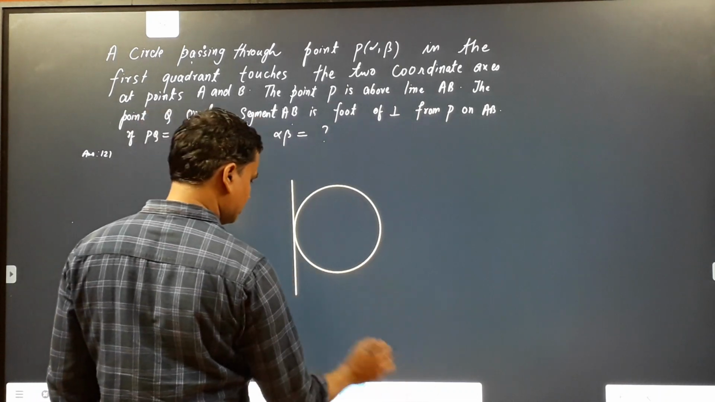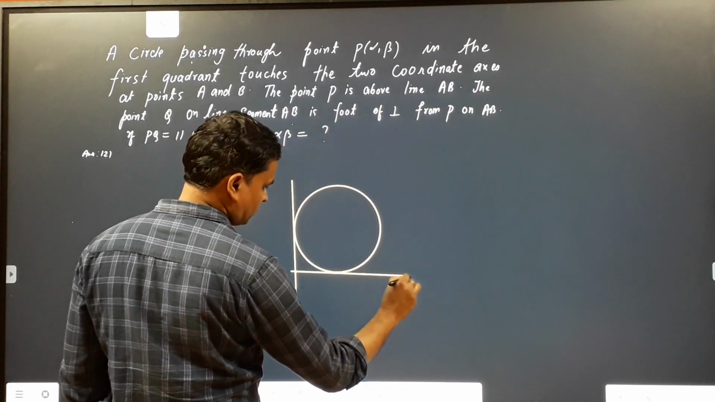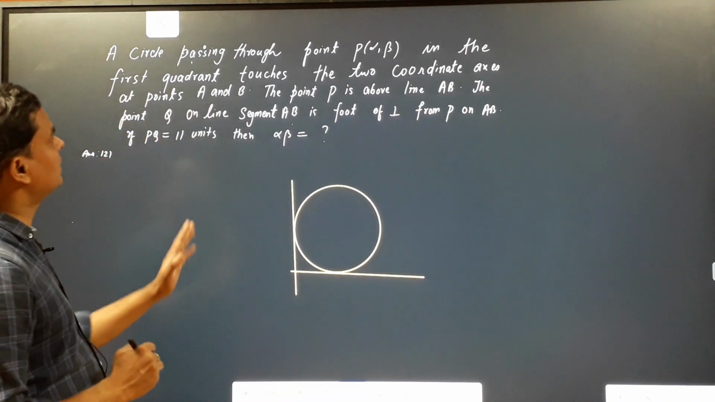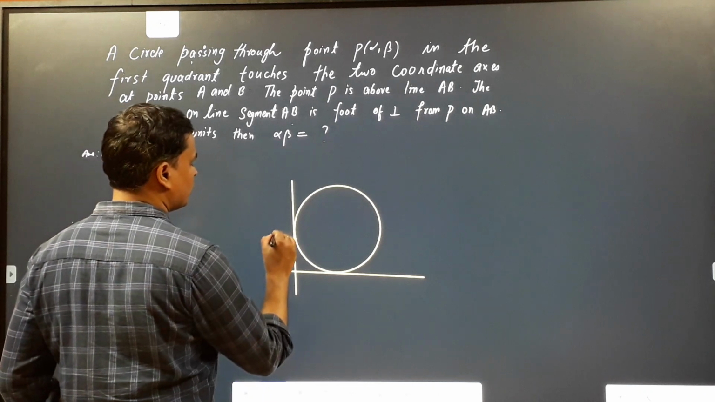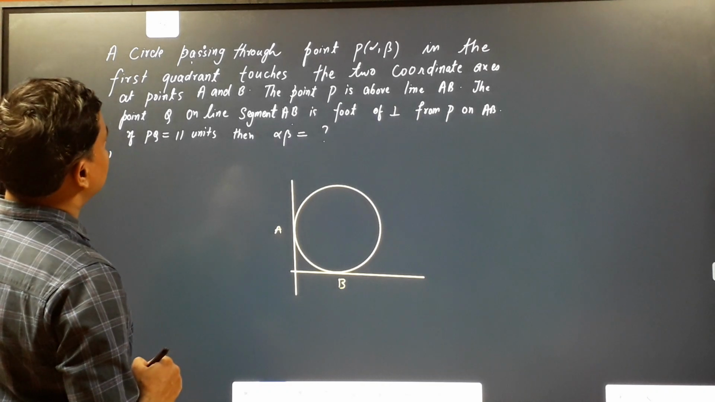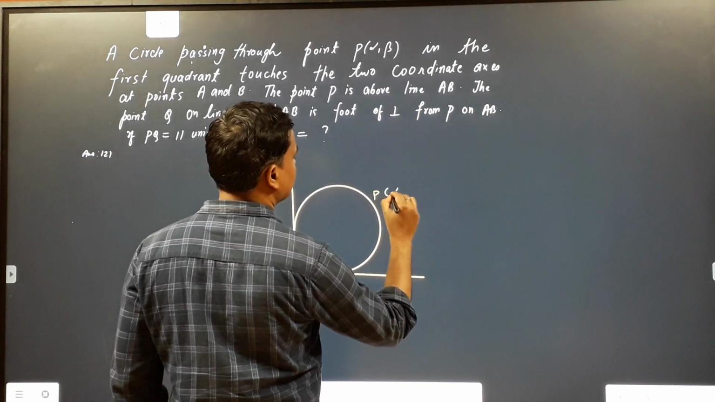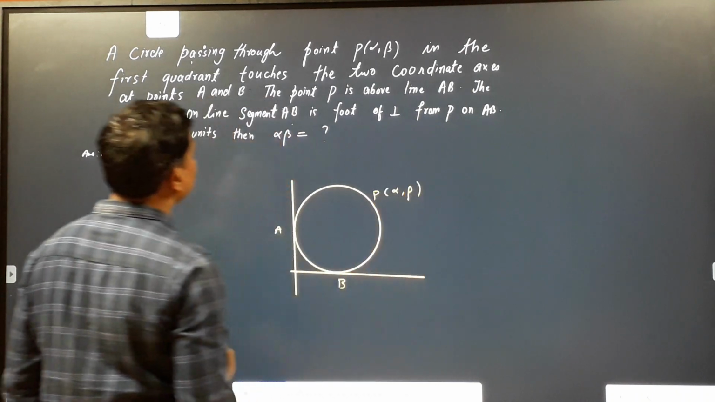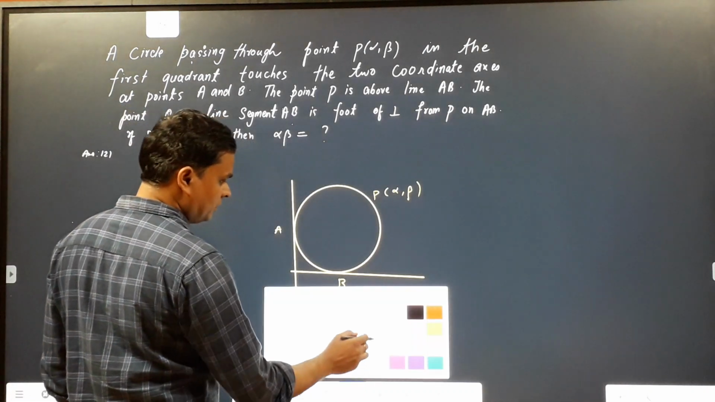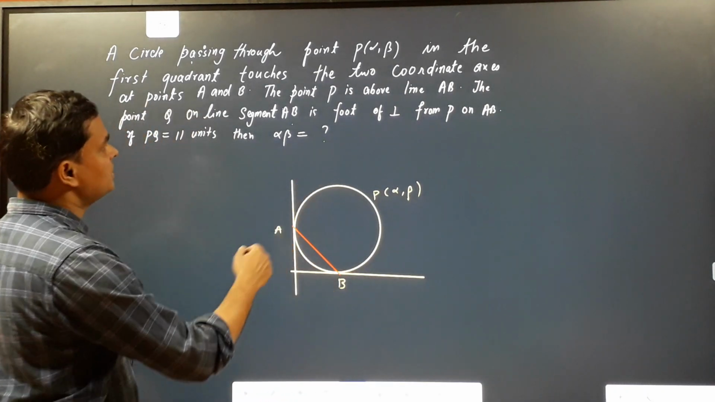It is a bit tilted. Sorry. Yeah, this is now the coordinate axes, and these coordinate axes touch this particular circle at points A and B. So this is point A and this is point B. Now it is saying that the circle passes through point P (alpha, beta), so let this be the point P (alpha, beta). The point P is above the line AB, so we need to draw the line AB. So this is our line AB and the point P is above the line AB.